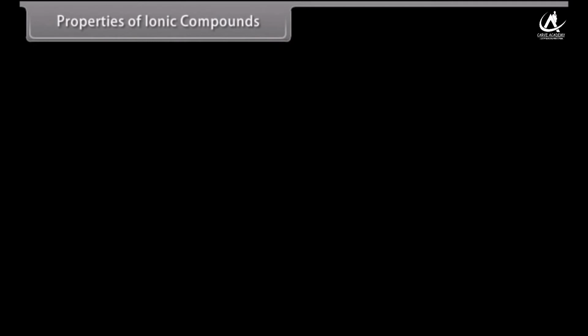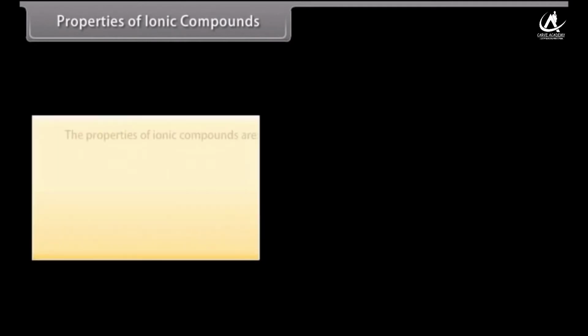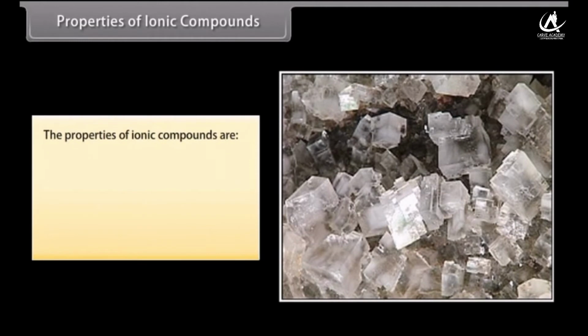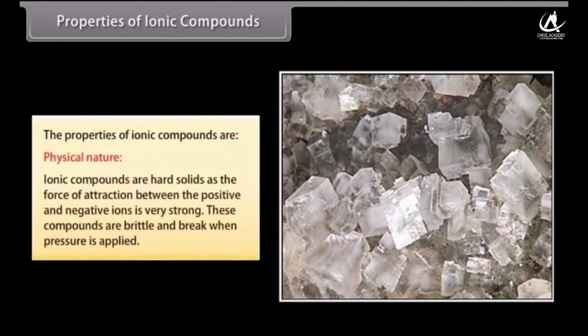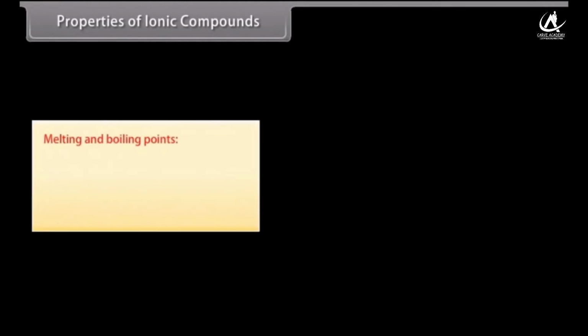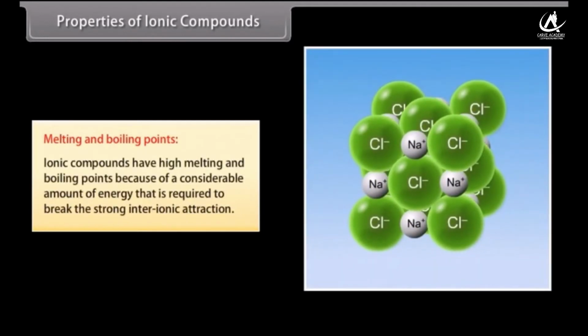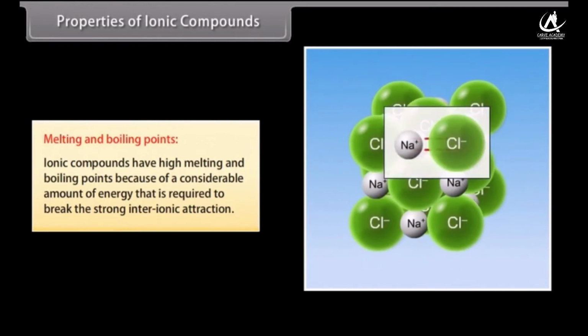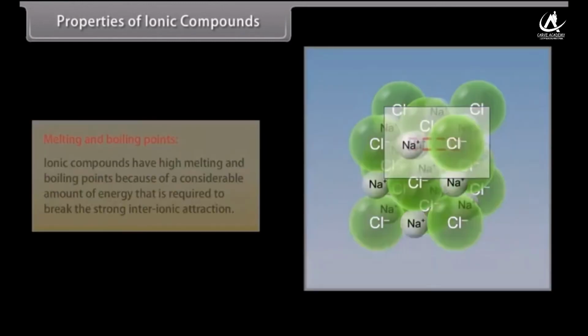Properties of ionic compounds. Let us look at some ionic compound properties. Physical nature. Ionic compounds are hard solids as the force of attraction between the positive and negative ions is very strong. These compounds are brittle and break when pressure is applied. Melting and boiling points. Ionic compounds have high melting and boiling points because of a considerable amount of energy that is required to break this strong inter-ionic attraction.